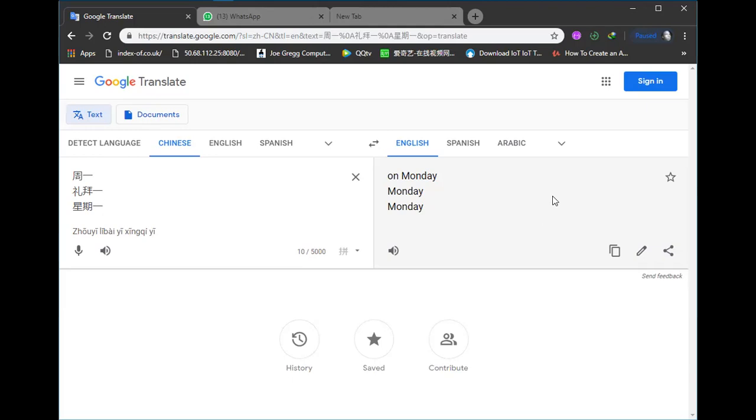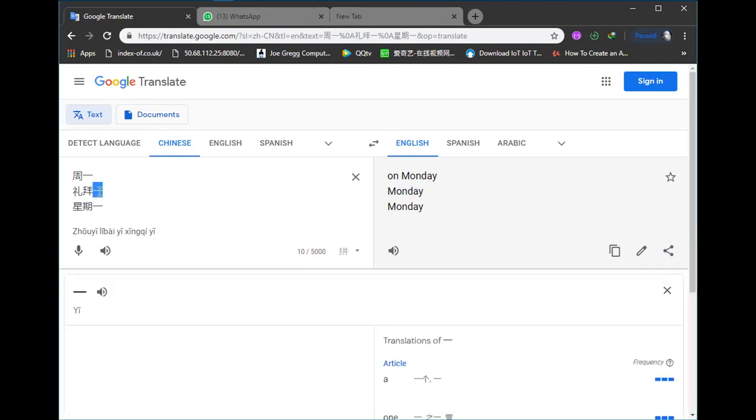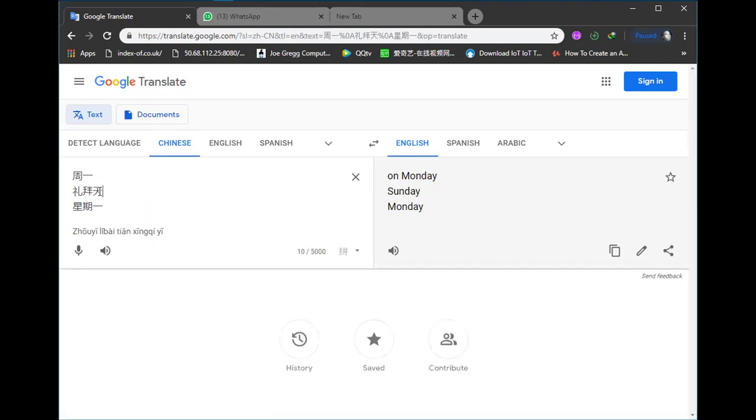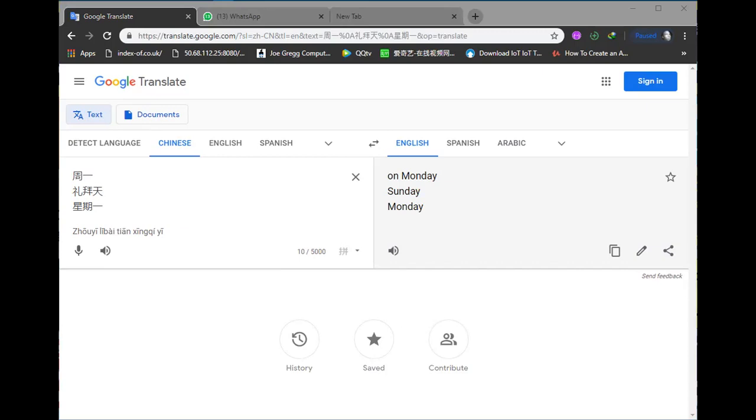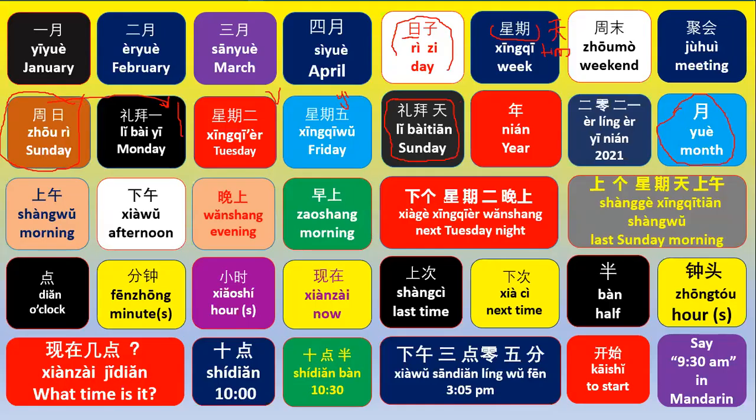The most infamous one, which is not very popular, is actually Li Bai. Li Bai is mainly used when linked to Sunday, because it has to do with worship mainly. But the rest, in colloquial Chinese, you hear Xingxi Yi or Zhou Yi the same way. Zhou Yi or Xinji. Okay, good. Xinji.